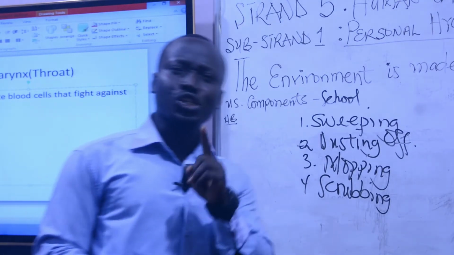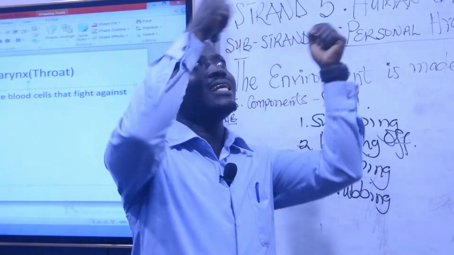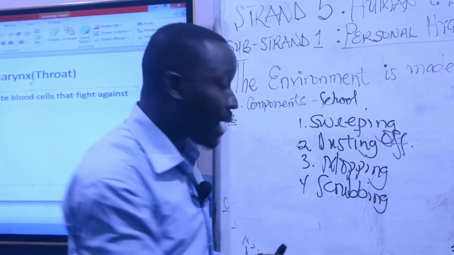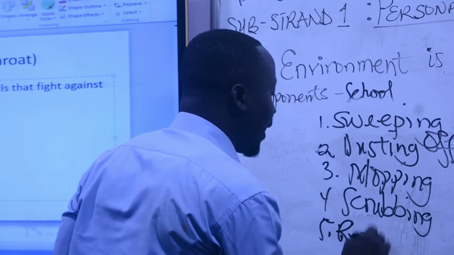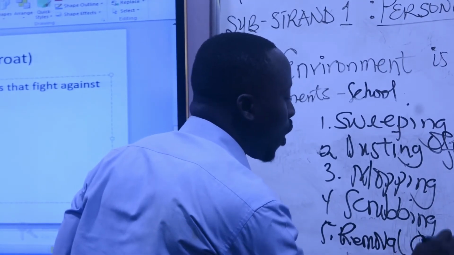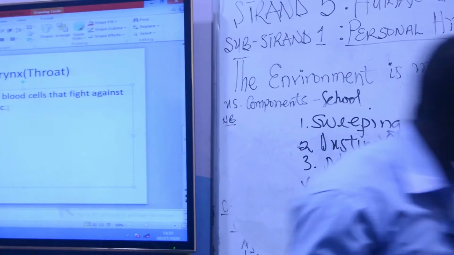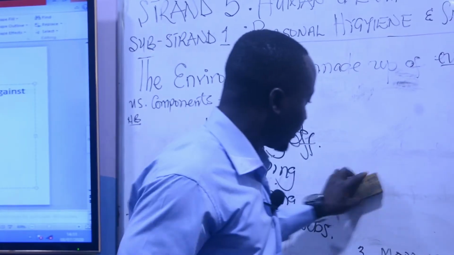Another way is to make sure that whenever you are in your rooms, in your bedrooms, you check the corners and the ceiling where there are cobwebs. Make sure you remove the cobwebs. Removal of cobwebs is also a sure way of keeping the environment clean. So you have to remove all cobwebs. Anywhere there are spiders, it is likely there may be cobwebs.